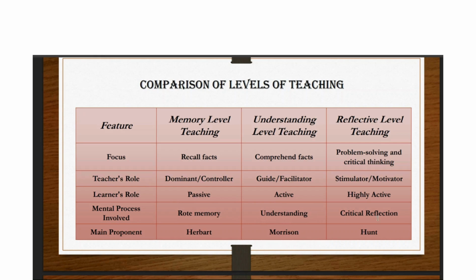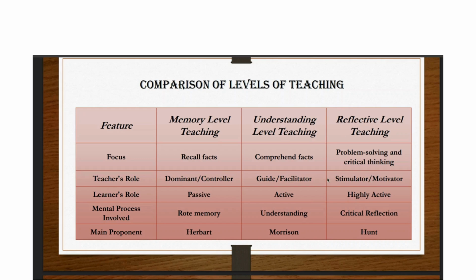Whereas in critical reflective level of teaching, graduation level, post graduation level and PhD level, we have to solve real world problems. So it needs a higher level of cognitive abilities. Memory level of teaching's main proponent is Herbart, understanding level's main proponent is Morrison, and reflective level of teaching's main proponent is Hunt. I already told you.